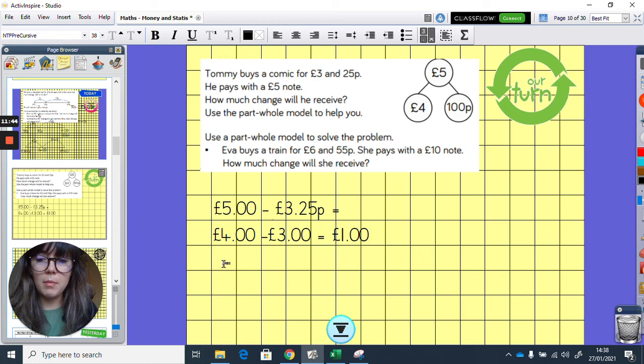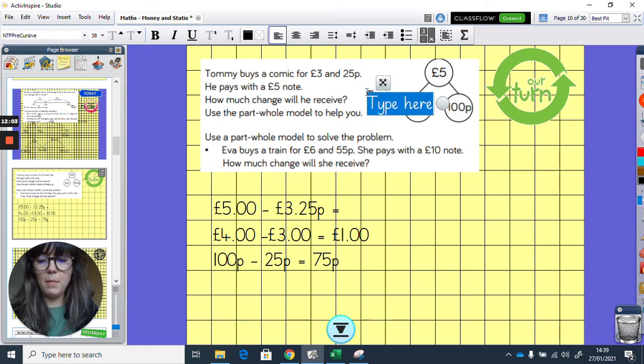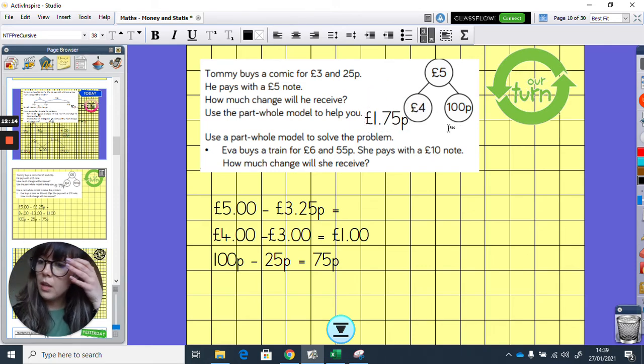Okay, now we're going to take away the pennies. We've got 100p here, so we're going to do 100p take away 25p equals, what's 100 take away 25? It's 75p. So the answer then will be those two added up. The answer will be £1 and 75p. Okay, oh, it says 175, that doesn't make sense, does it? Need to make sure we've got our little point in there because we're doing pounds and p.